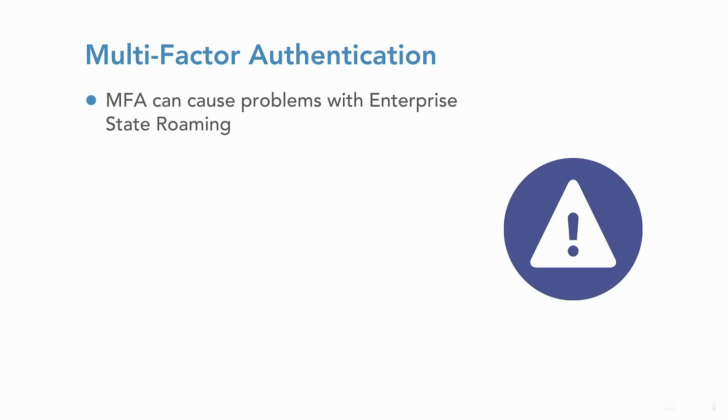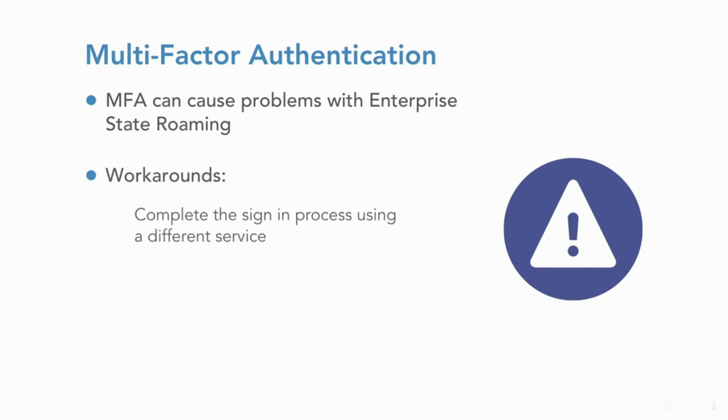Multi-factor authentication can also cause problems with Enterprise State Roaming. This issue relates to signing in to a device, specifically using a password, when multi-factor authentication is also used. There are a couple of workarounds to this issue, including you can complete the multi-factor process by signing into other cloud services such as Office 365 or sign into the device by using Windows Hello or a PIN.